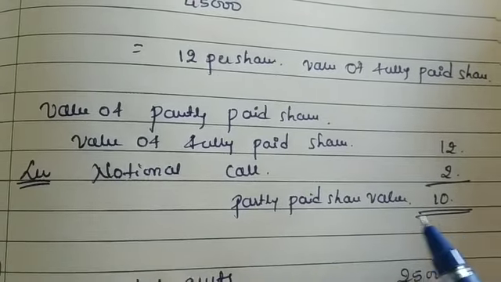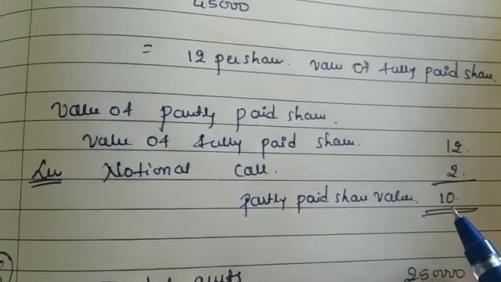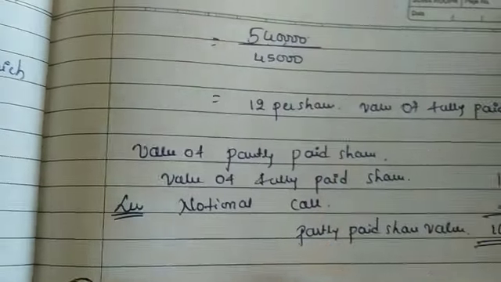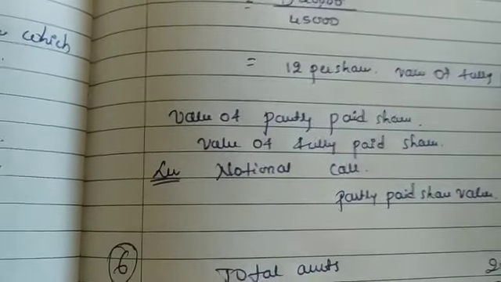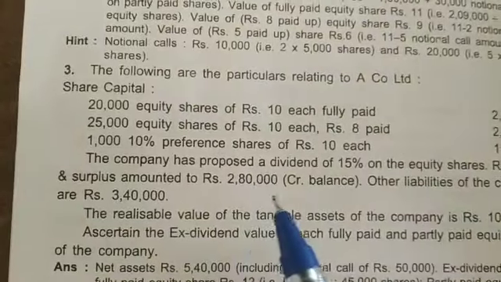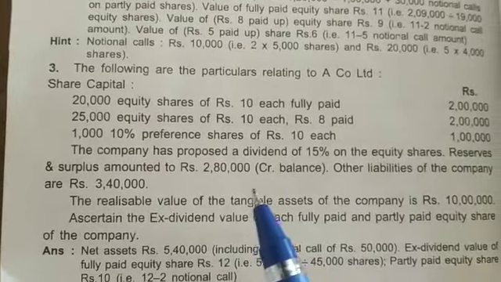So it is the ex-dividend value of each equity share when it is a partly paid share. It is the ex-dividend value of each equity share when it is a fully paid share. So this is fully related to ex-dividend value. Simply, we ignore the credit balance of reserves and surplus which is given in the problem.